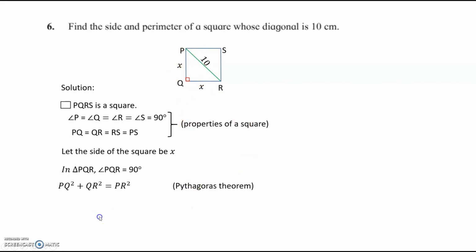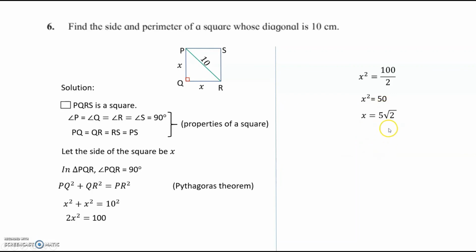Let's substitute the values. X square plus X square is 10 square. So this will become 2x square is equal to 100. X square is equal to 100 divided by 2. So when you cancel it, reduce it, you will get it as x square equal to 50. So now square root of x square is x and square root of 50 will be 5 root 2. So that means we have got the value of x, that is the side of the square. We assumed it to be x and we have got it as 5 root 2 centimeters.